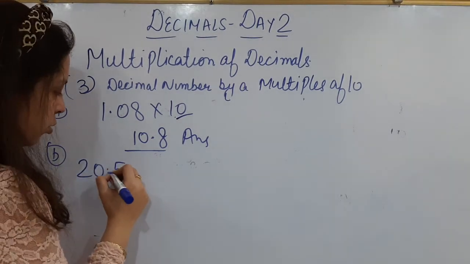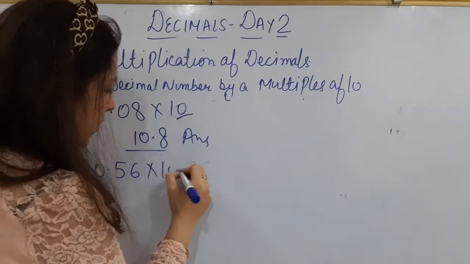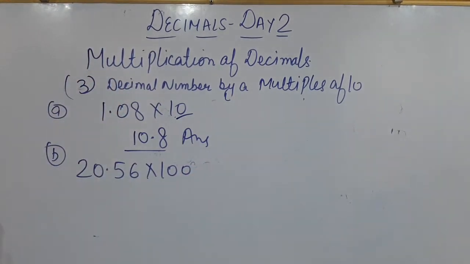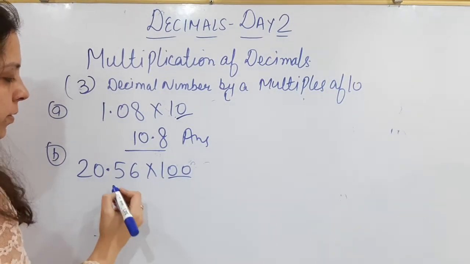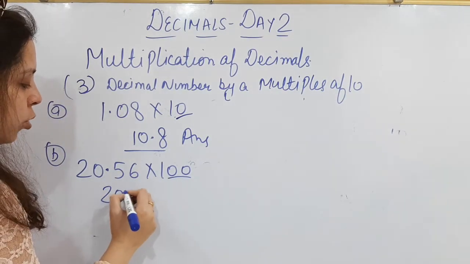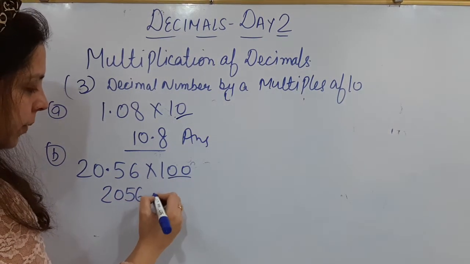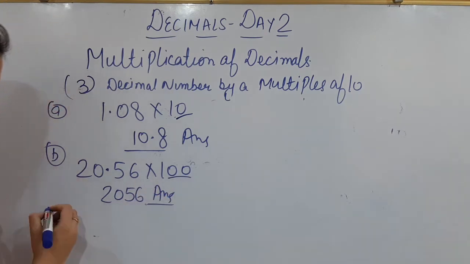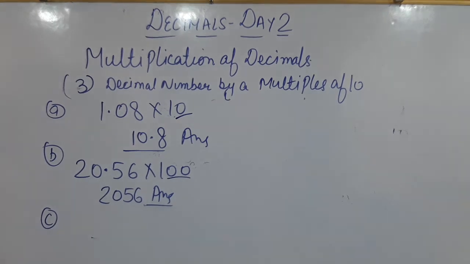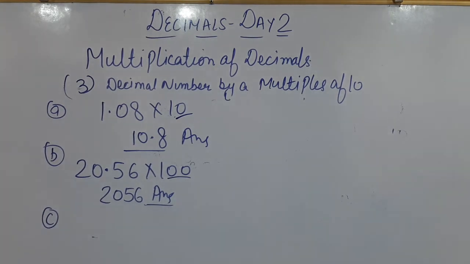Let's consider the next question. 2056 multiplied by 100. So you have to multiply it with 2 zeros, so you will shift the decimal 2 places. The decimal will come here. The decimal at the end has no value. So 2056 will be the answer. Hope it is clear to you.